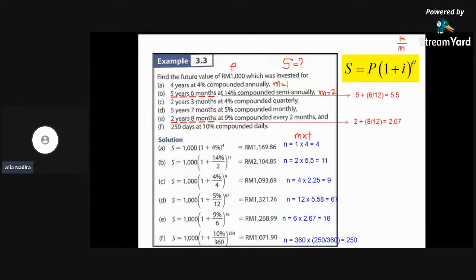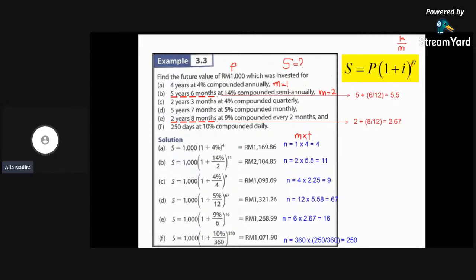Okay, 5 years, 6 months. So this one we need to convert into years. So how? 6 months we divide by 12, because in a year we have 12 months, right? So 6 divided by 12. So 5 plus this one, we have 5.5.